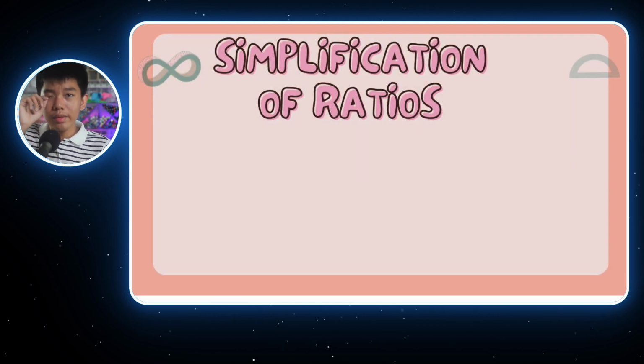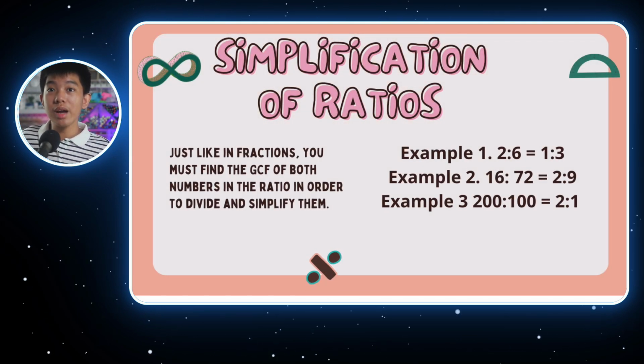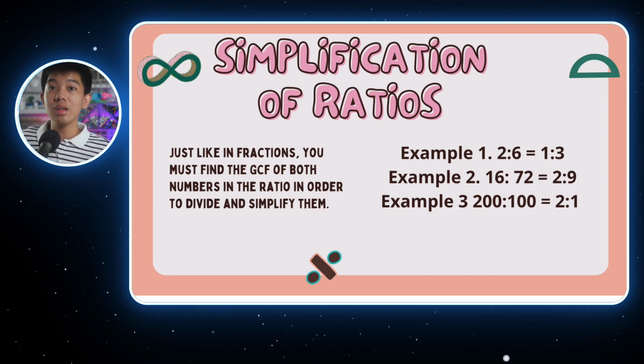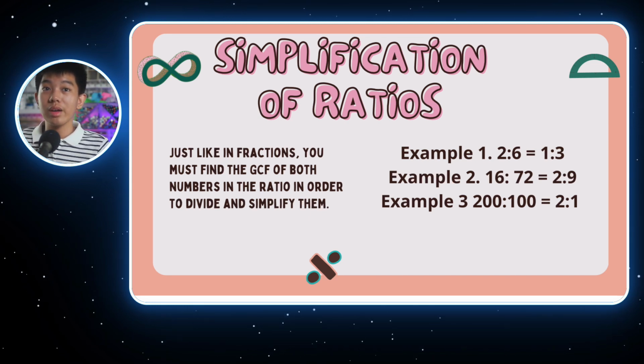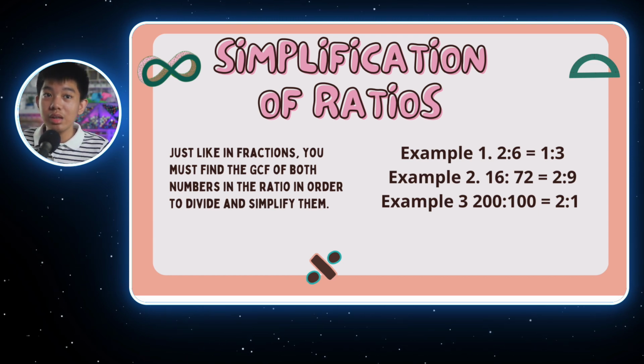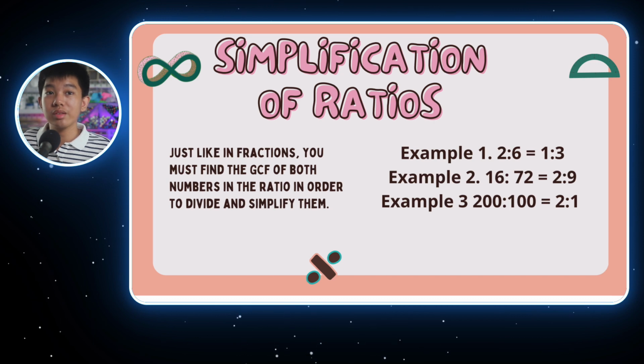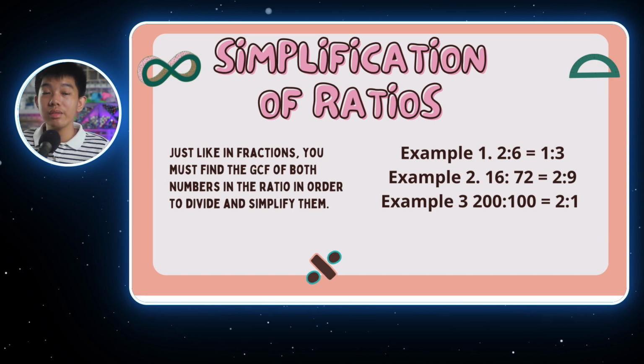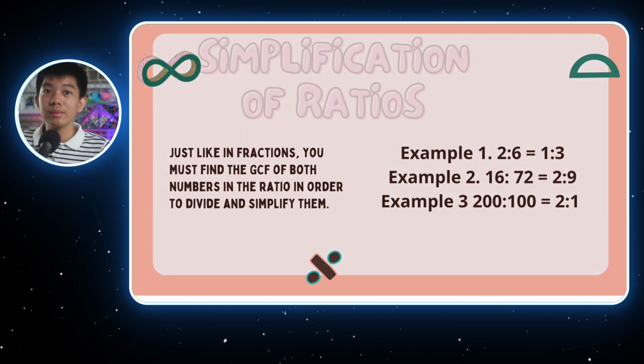Now, how do we simplify them? It's simple. Just like in fractions, you must find the greatest common factor of both numbers in the ratio in order to divide and simplify them. 2 to 6 has a GCF of 2, which makes them 1 to 3. 16 to 72 has 8, which makes it 2 to 9. And 200 to 100 has 100, which makes it 2 to 1.